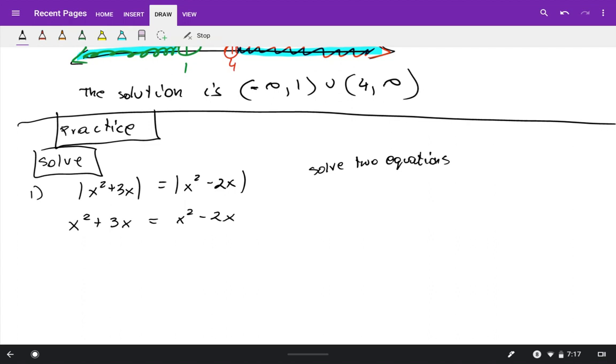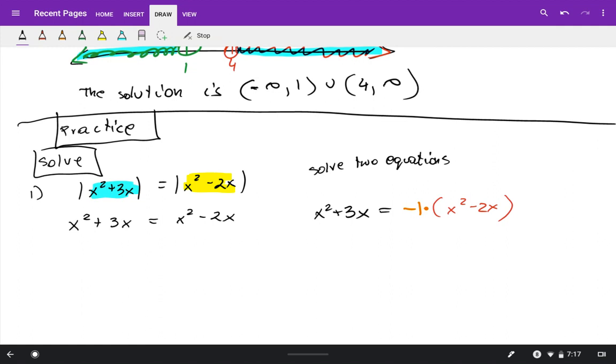So the second equation will be x squared plus 3x. Here I'm not changing anything, equal to -1 times the expression from the second absolute value. So that will change to the opposite, so that's x squared minus 2x. So we're going to solve two equations.